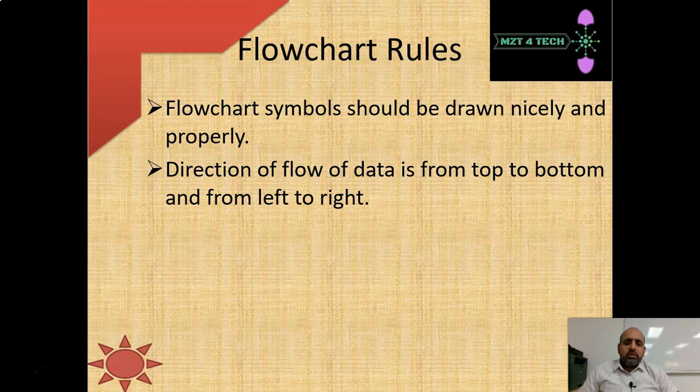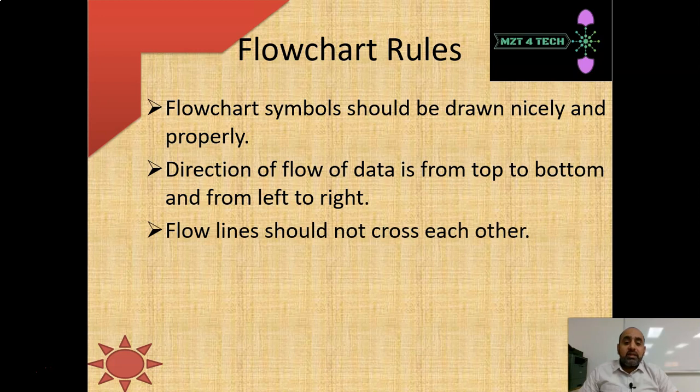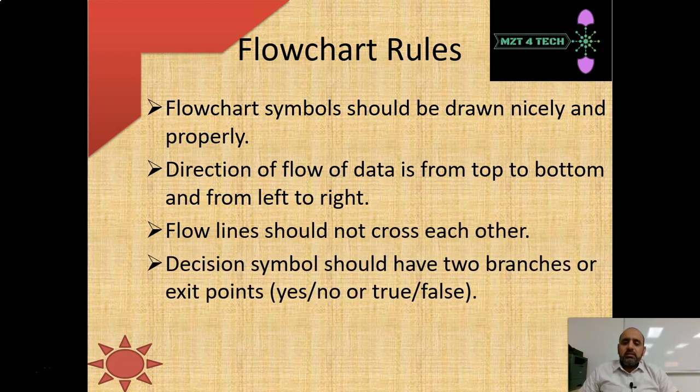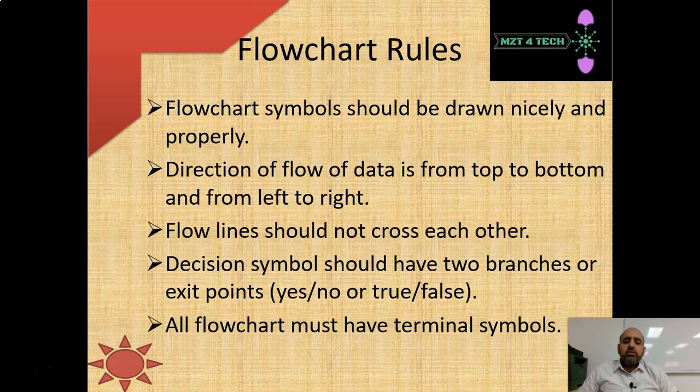The direction of flow of data is from top to bottom and from left to right. Flow lines should not cross each other. This is very important. Then the decision symbol should have two branches, as I've told you before, or exit points, one for yes or no, or true or false. And then all flowcharts must have terminal symbols, meaning you have used a start symbol, the same symbol has to be used at the end of the flowchart to indicate that the flowchart is ending at that point.